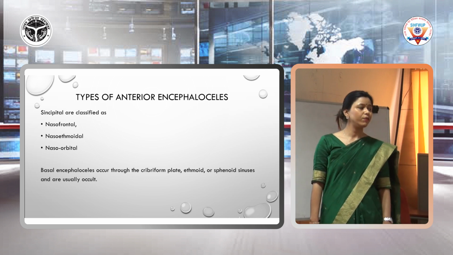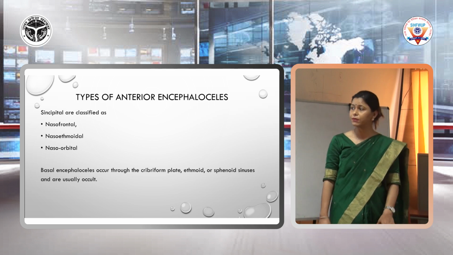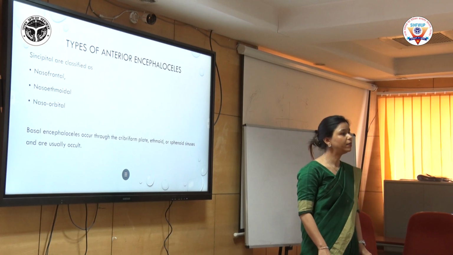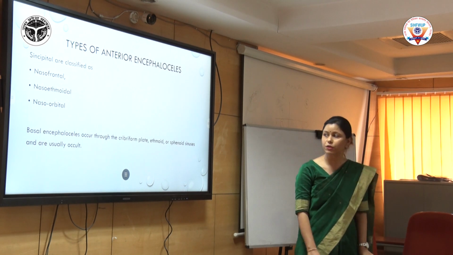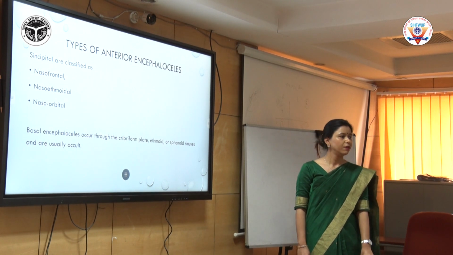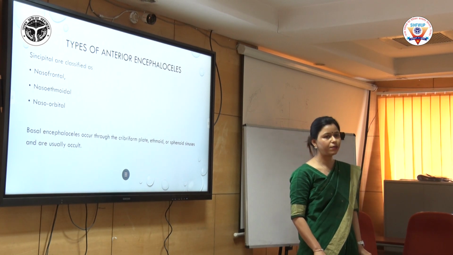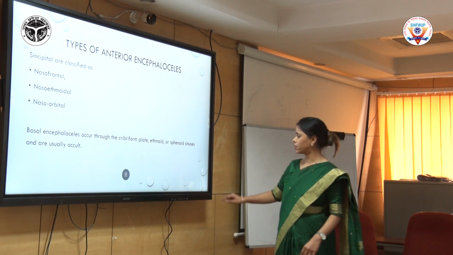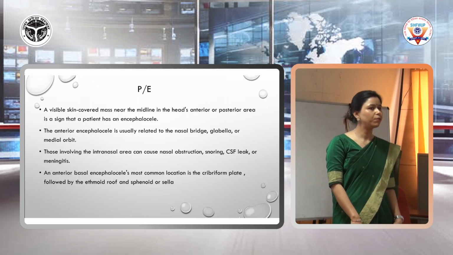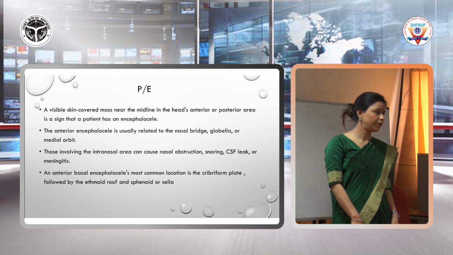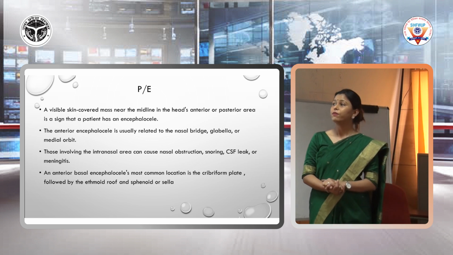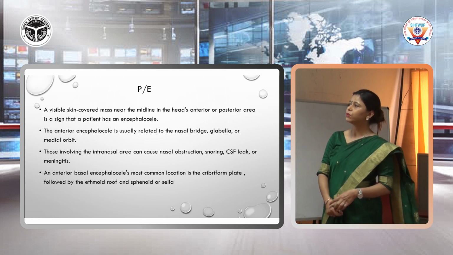And the basal encephaloceles, they generally occur along with CSF rhinorrhea. So it is usually occult. Okay, they don't present outside. When we examine for CSF rhinorrhea, then we find these encephaloceles, or radiologically, or on blocking both the internal jugulars, or by Valsalva. So it increases. So that is how we clinically diagnose an encephalocele.